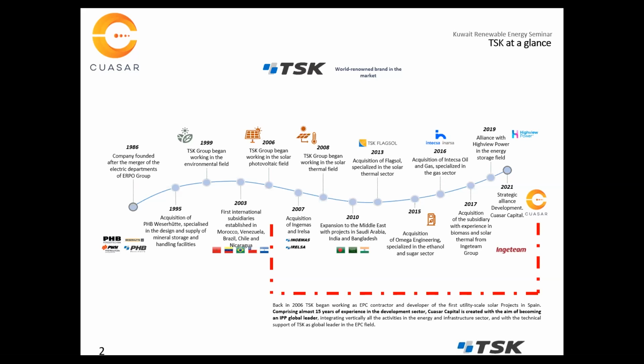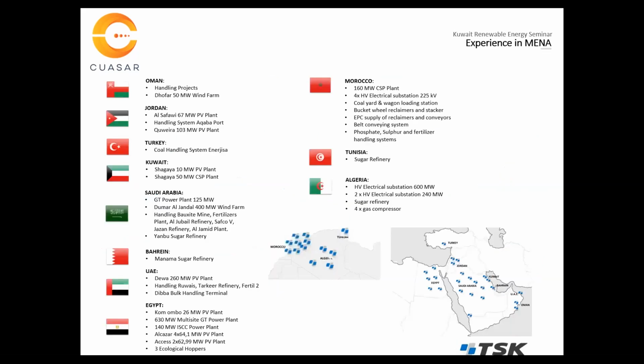We can see in the next slide what the experience of TSK in the MENA region is, where I want to show you two particular cases in the UAE and in Morocco. In those two cases, it is exactly the same model that the Kuwait government intends to implement for the next phase of Shagaya. So it is PPP tenders where international developers partner with the local off-taker to build, own, and operate renewable power projects through an international tender process.